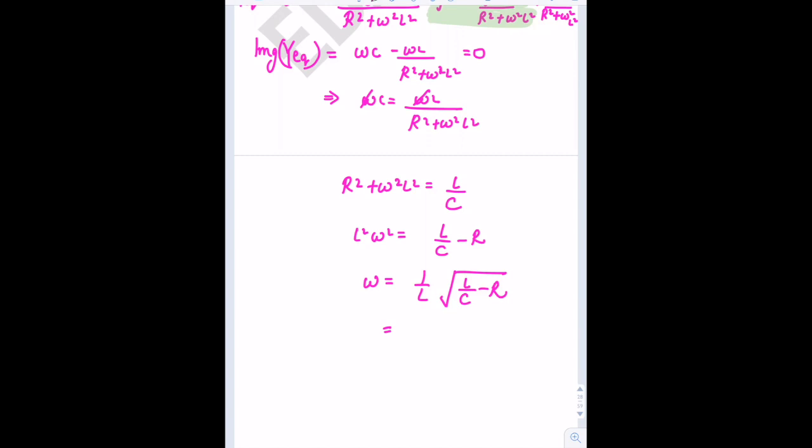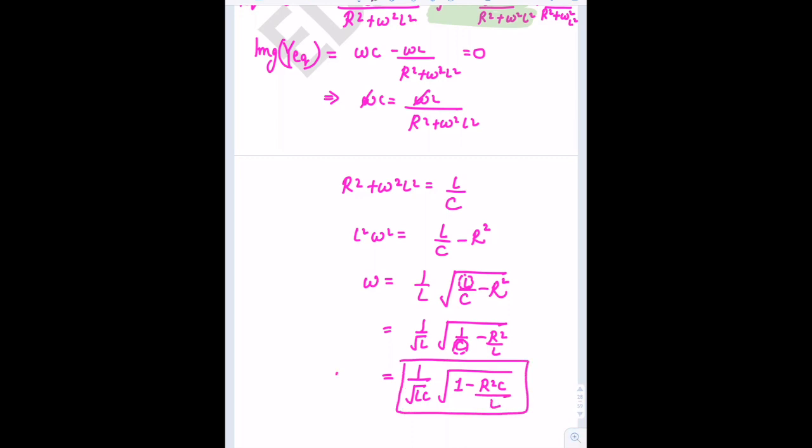Now, to modify this, so here it is R square. Let us take L as common from inside, so we will get under root of 1 upon C minus R square upon L, 1 upon under root L. Now let us take under root C common from inside, so 1 upon root LC. So we are taking C as common, so 1 minus R square C upon L. So this is the result. This is the value of omega.